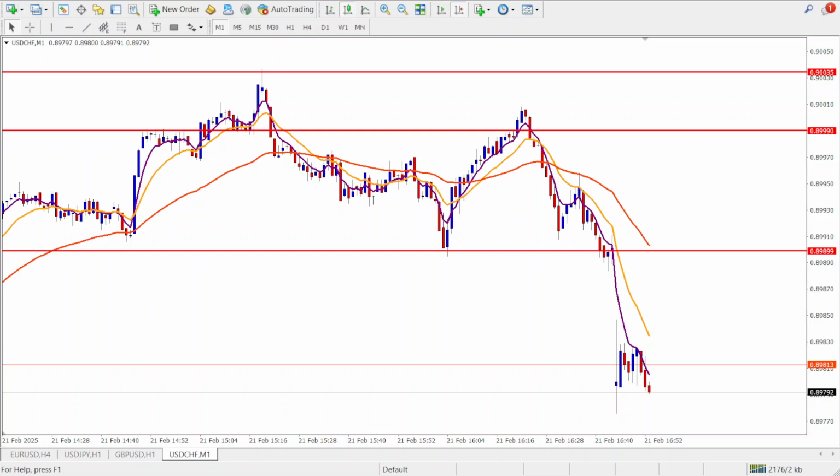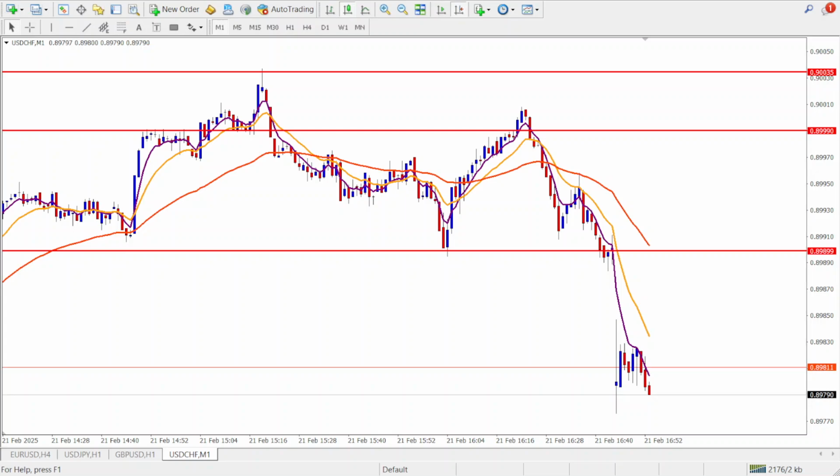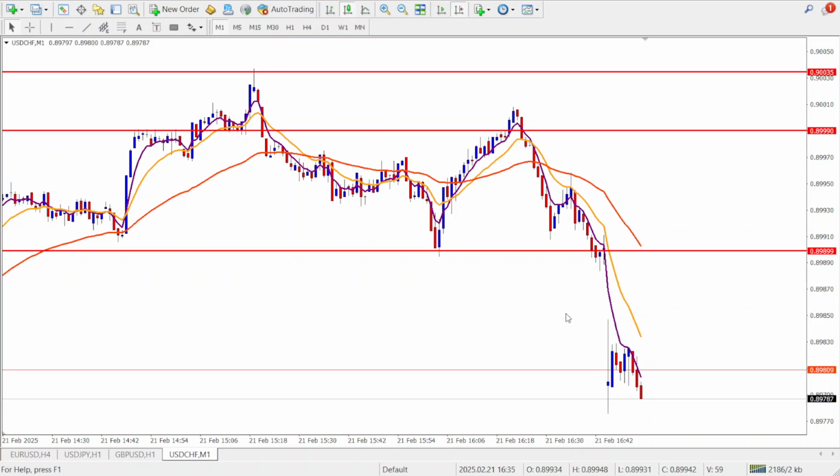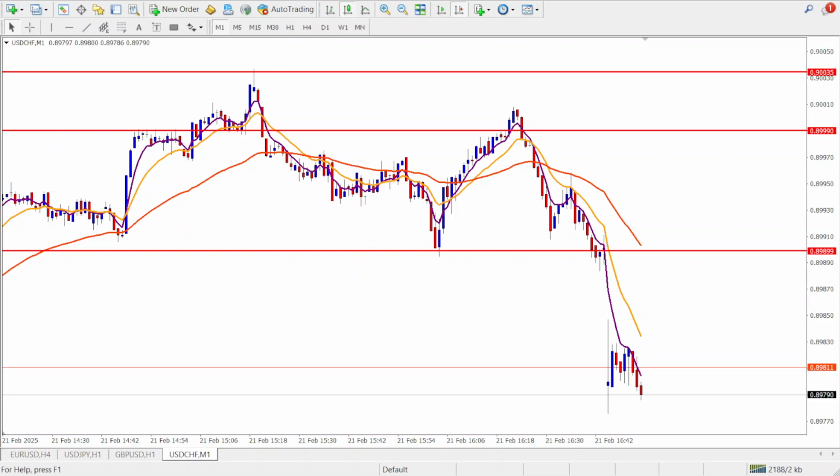Since scalping involves quick trades with tight stop losses, risk management is crucial. So here's how to protect your account. One, keep your risk small. Risk no more than 1 to 2% of your account balance in a trade.